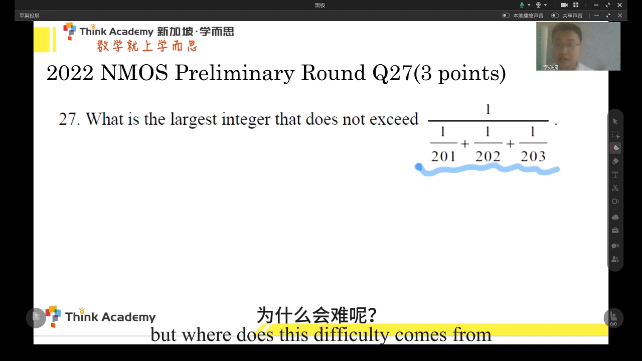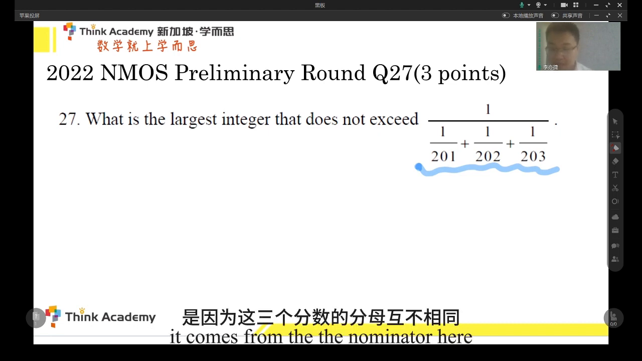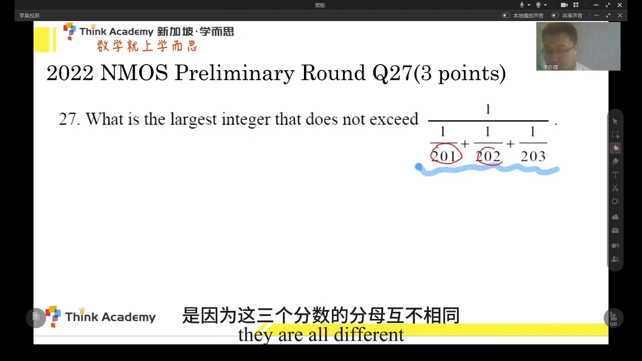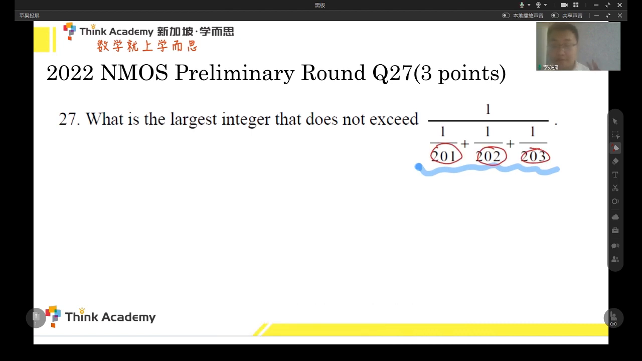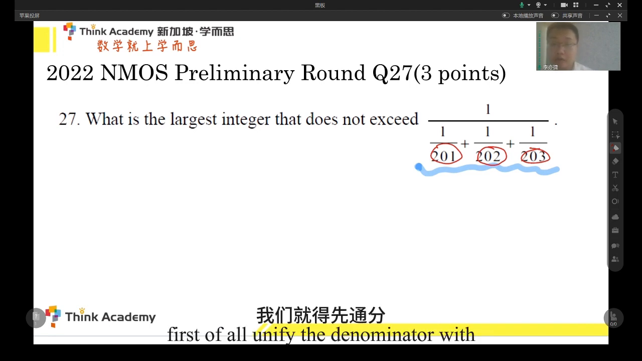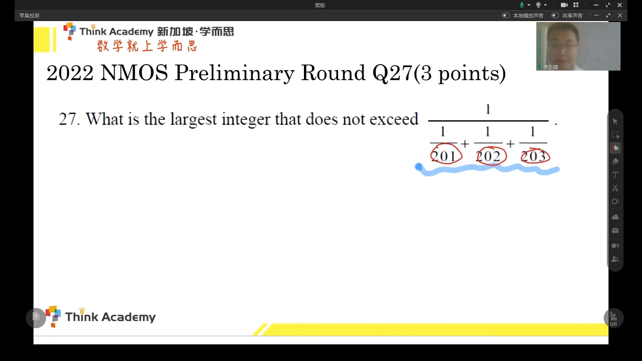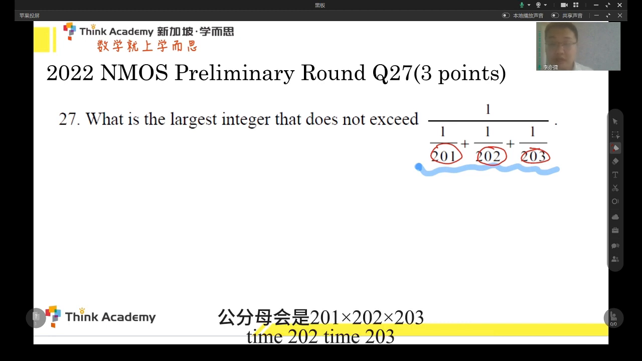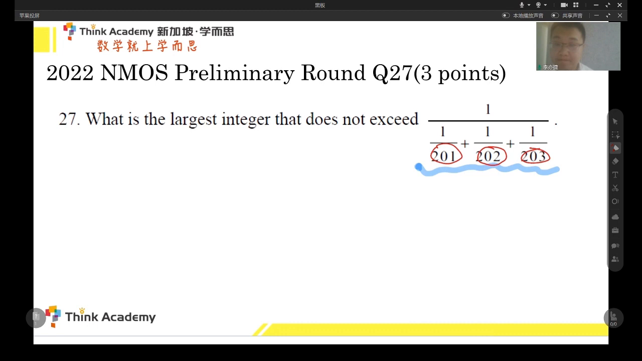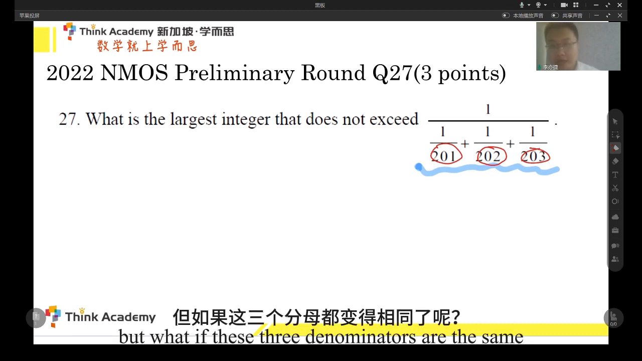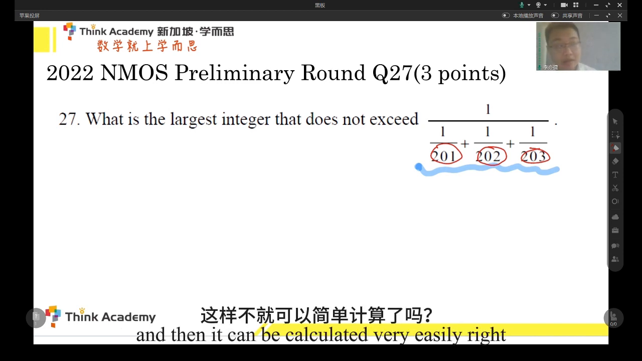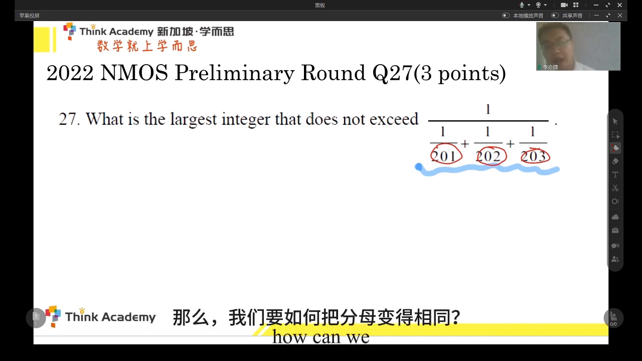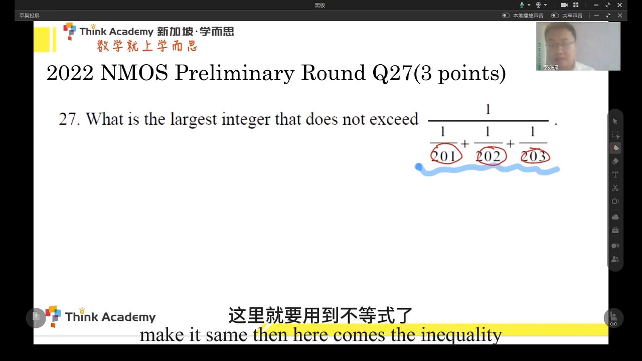But where does this difficulty come from? It comes from the denominators here, right? They are all different. So if we want to calculate the sum, we should first unify the denominators, which means maybe 201 times 202 times 203, right? This is a terrible thing. But what if these 3 denominators are the same? Then it can be calculated very easily, right? But how can we make them the same?